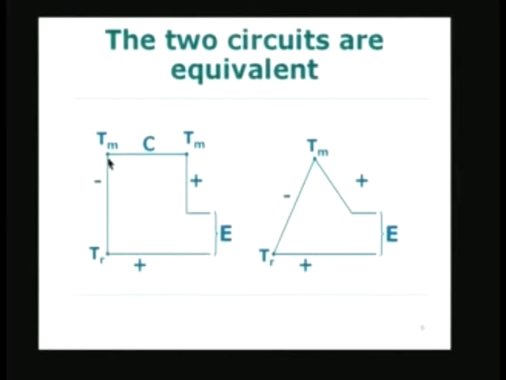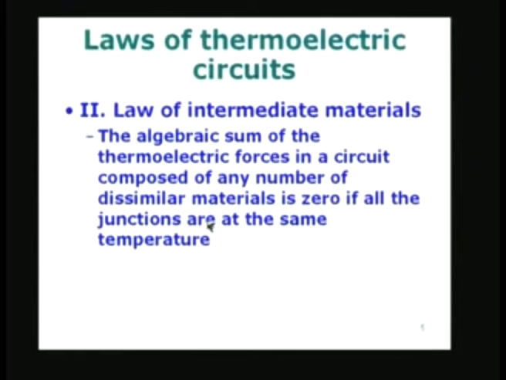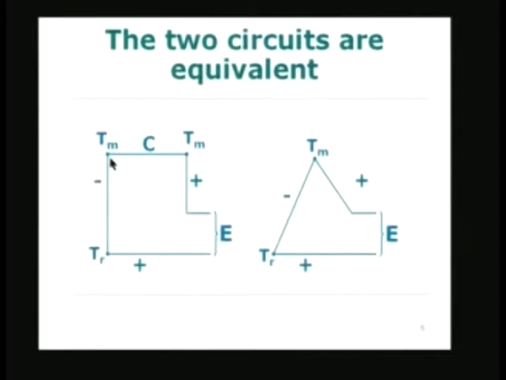So, you can see that there are 3 junctions, Tm, Tm, but there is a third material C, and the relationship we just had was that the sum for any number of dissimilar materials is 0 if all the junctions are at the same temperature. That means, because these 2 junctions are at the same temperature, this material being there is of no significance. That means I can remove this material C and look at the circuit shown on the right.